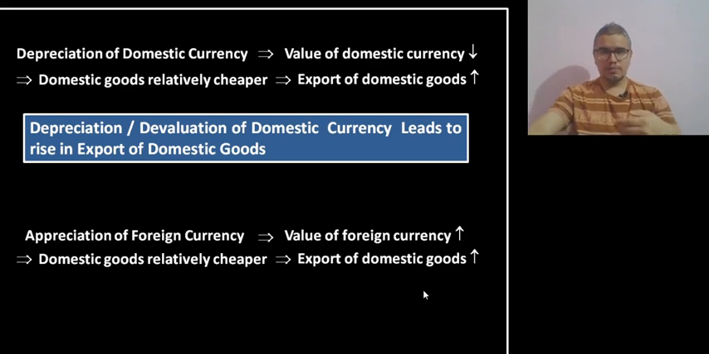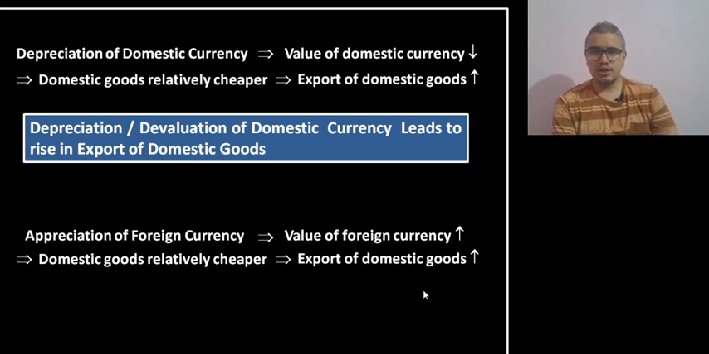Okay, appreciation of foreign currency means the value of foreign currency will rise, and when the value of foreign currency rises, the foreigners will feel that the price of Indian goods, that is the domestic goods, has now become relatively cheaper, so they will buy more of Indian goods, that is more of domestic goods. So as a result, what happens? The export of domestic goods, that is export of Indian goods from India's perspective, will rise.